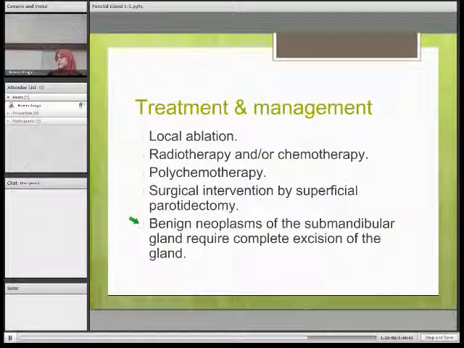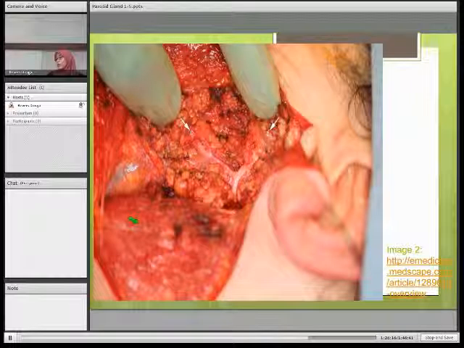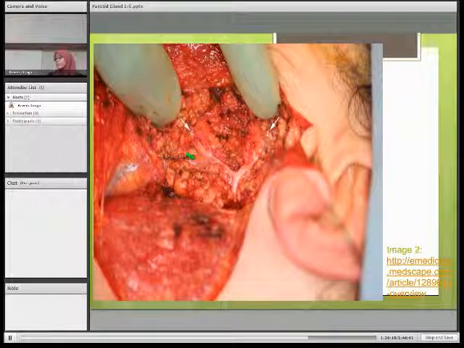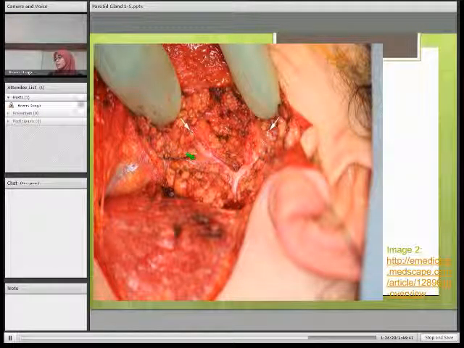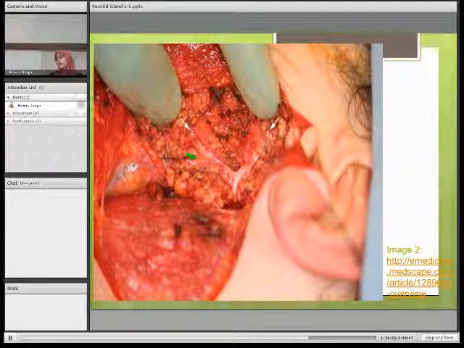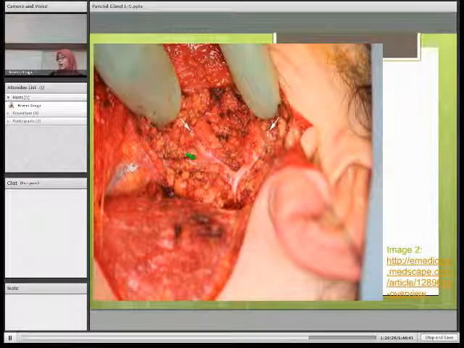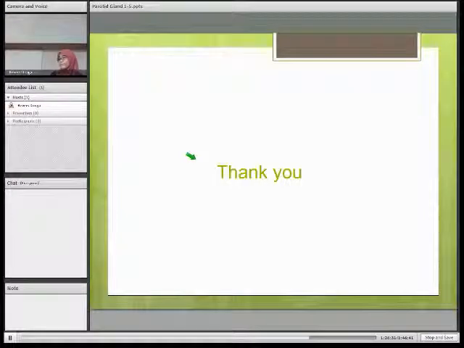Benign neoplasms of the submandibular gland require complete excision because they don't have the facial nerve running through them, so you can just take all of them out. This is a cool picture of the facial nerve wedged within the parotid gland. Yeah, so you should be careful when you do surgery in the parotid gland because that's there. Okay, that's it.